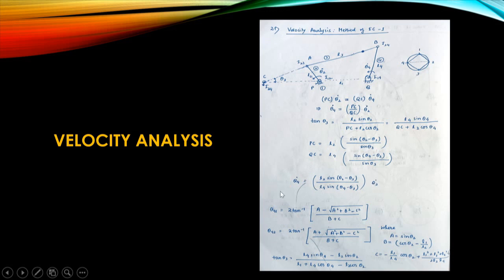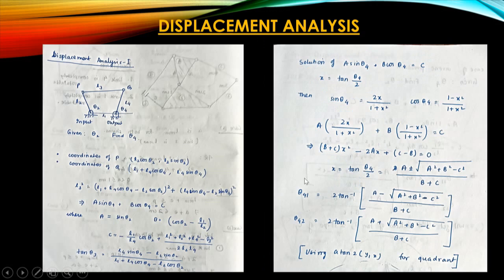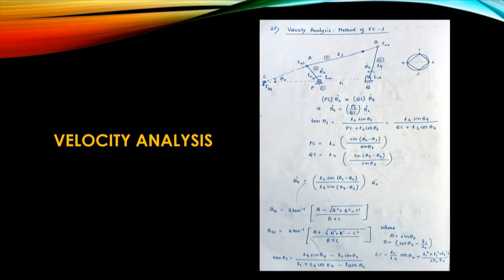Also, as we have seen, we are getting two values of theta 4 using this quadratic equation. These are theta 4 1 and theta 4 2. We can put the value of theta 4 in this equation, and we will get the values of theta 4 dot.